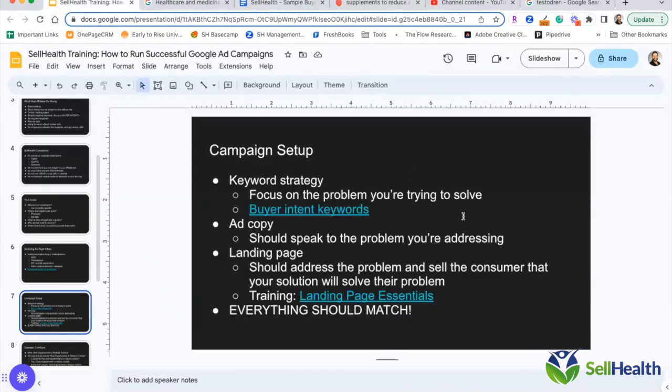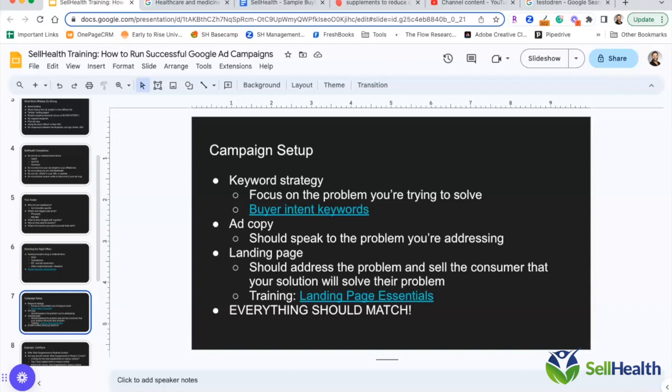So, campaign setup: focus on the problem you're trying to solve. This is where high buyer intent keywords will help you, and where long tail keywords will help you. Make sure you have the right keywords. Your ad copy should speak to the problem you're addressing. That's massive. Your keywords need to focus on the problem you are addressing, and that's what your ad copy needs to be dialed in on.